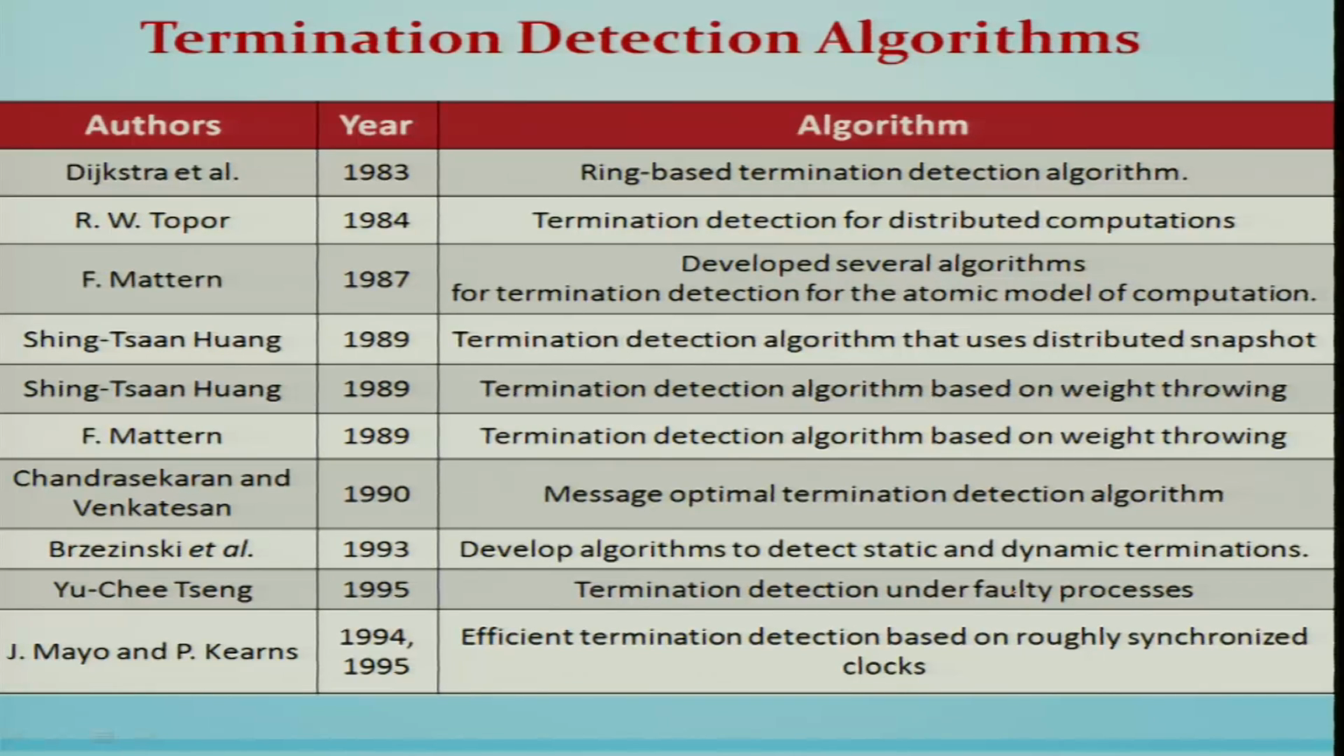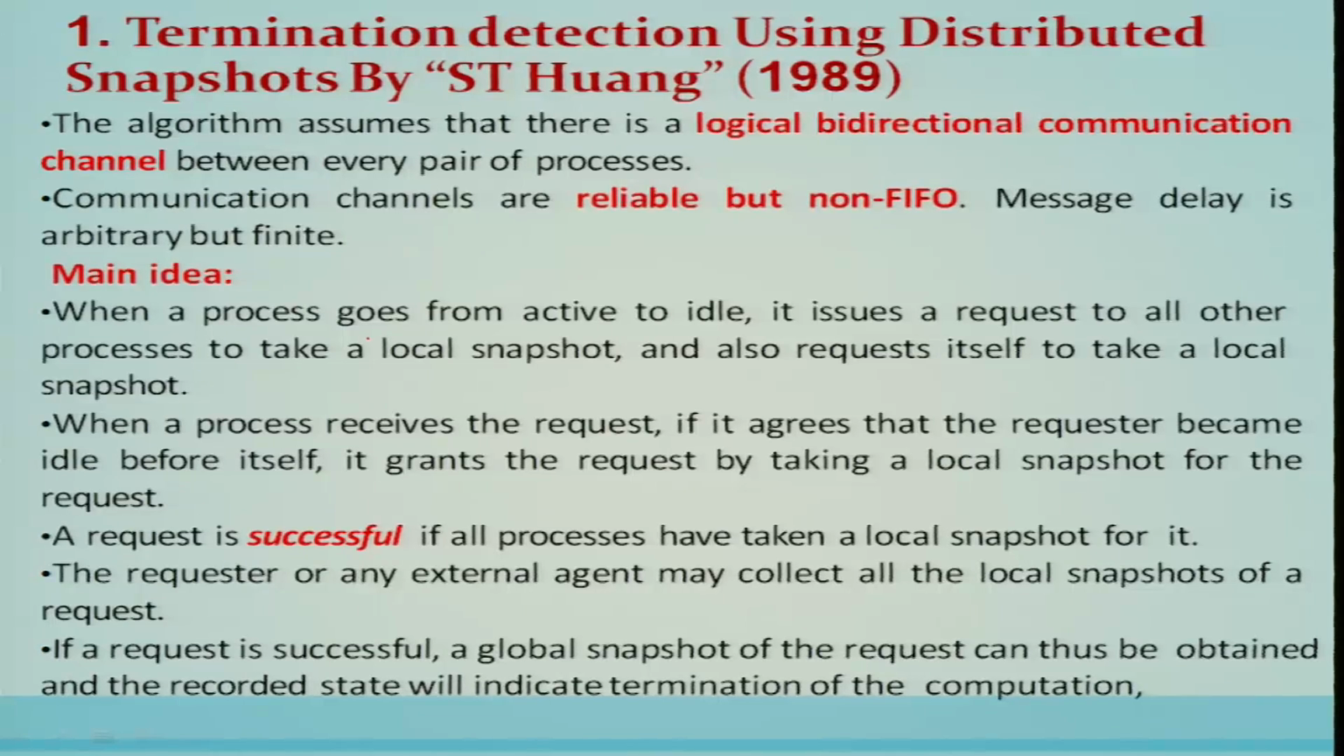So Dijkstra's algorithm is a ring based termination detection algorithm that was given first in 1983. After that, Topor has given the termination detection algorithm for distributed computation that we are going to study. So there are different kinds of algorithms, and Huang also has given a termination detection algorithm based on weight throwing that we are going to cover in this part of the lecture. Termination detection algorithm using distributed snapshot by Huang in 1989, that we are going to understand first.